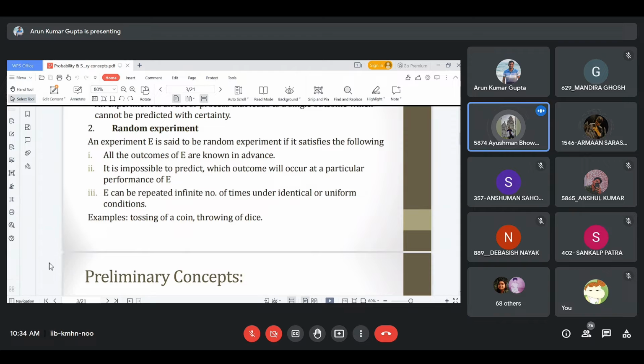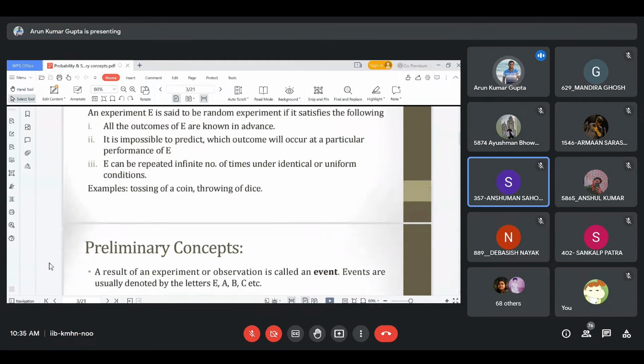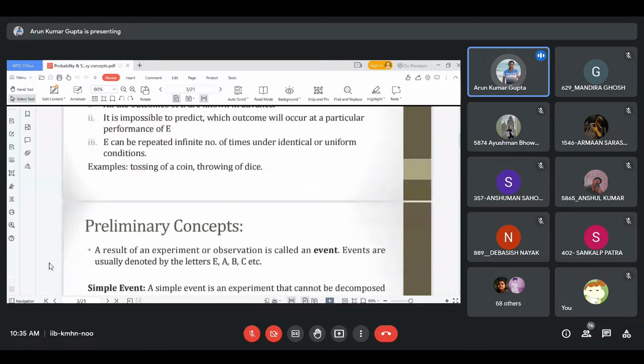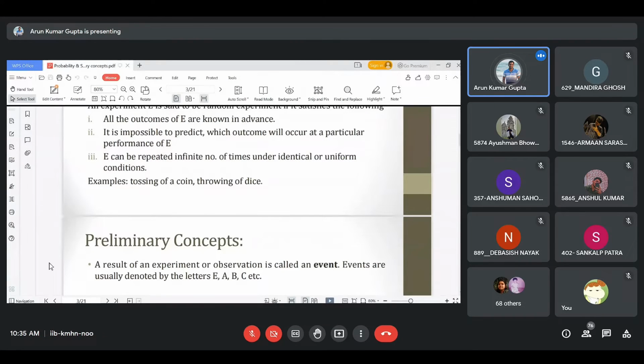Sir, the cases, like something that happens usually or unusually. Not exactly. See, in probability you always write the probability of the event E. So one of the cases of an experiment, not cases, outcomes. Outcome, yes, sir. Okay, observation. So a result of an experiment or observation is called an event. And we usually denote the events by capital letters, right?